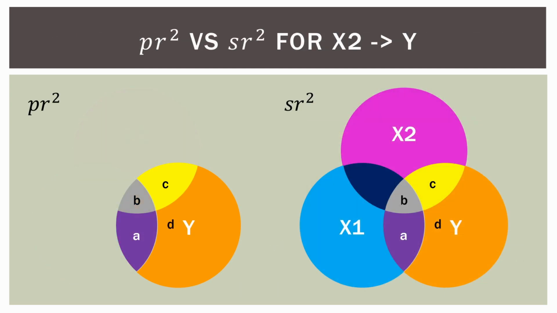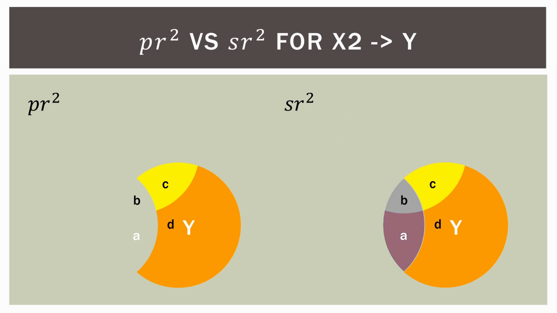On the left, we have the partial R squared for X2 to Y. And then on the right, we have the semi-partial R squared of X2 to Y. And see the difference? On the left, we've taken a bite out of X1 and Y. And on the right, Y stays whole, and we're looking at the proportion of the area of C to the overall circle, which of course is 1.